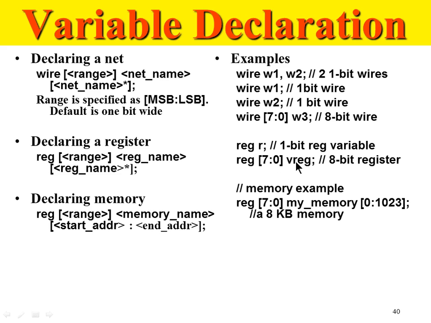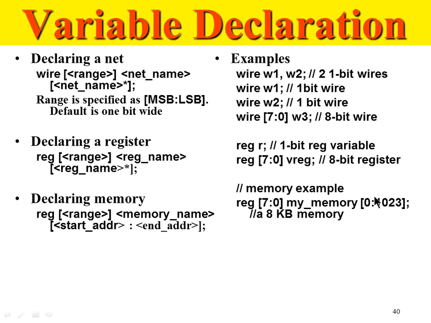reg [7:0] VReg. So VReg is an 8-bit register. This is how I will declare a multi-bit register as required. Then declaring a memory: reg [7:0] my_memory [0:1023]. If you remember memory, there are two key parameters, width and depth. First is the width of the memory. Each location is [7:0], which means 8 bits. The next tells you the depth of the memory. So overall 0 to 1023 means 1024 locations, which is called approximately a 1K memory. So 1K is the depth, 8 bits is the width.